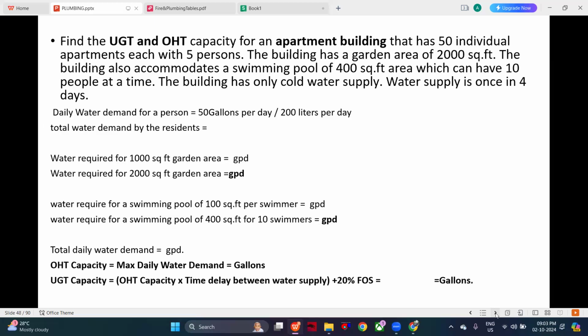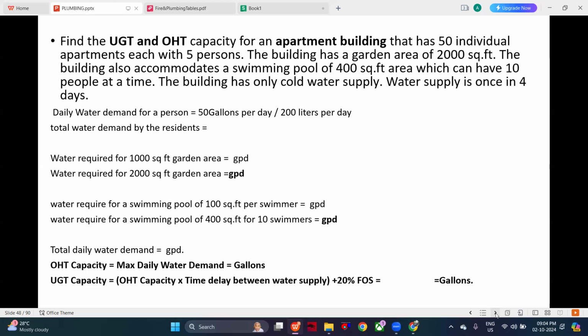So this is the question. Find out the UGT and the OHT capacity for an apartment building that has 50 individual apartments, each with 5 persons. The building has a garden area of 2000 square feet. The building also accommodates a swimming pool of 400 square feet with 10 people at a time. The building has only cold water.